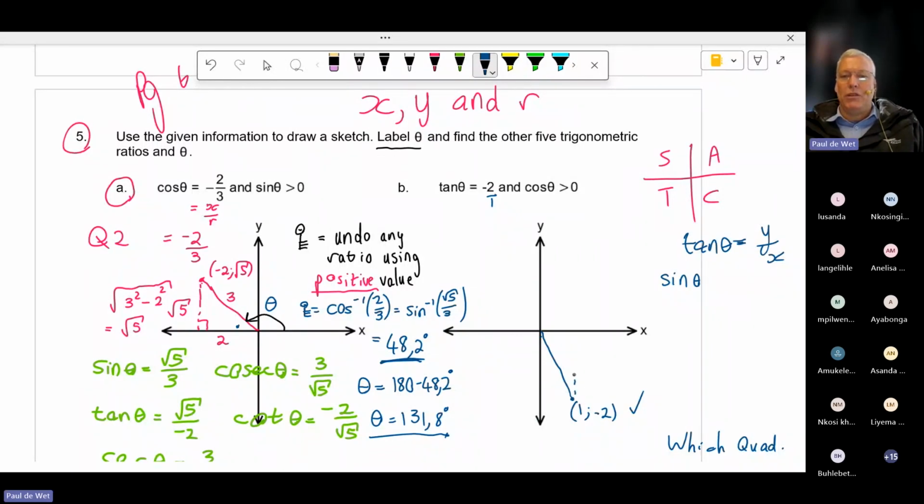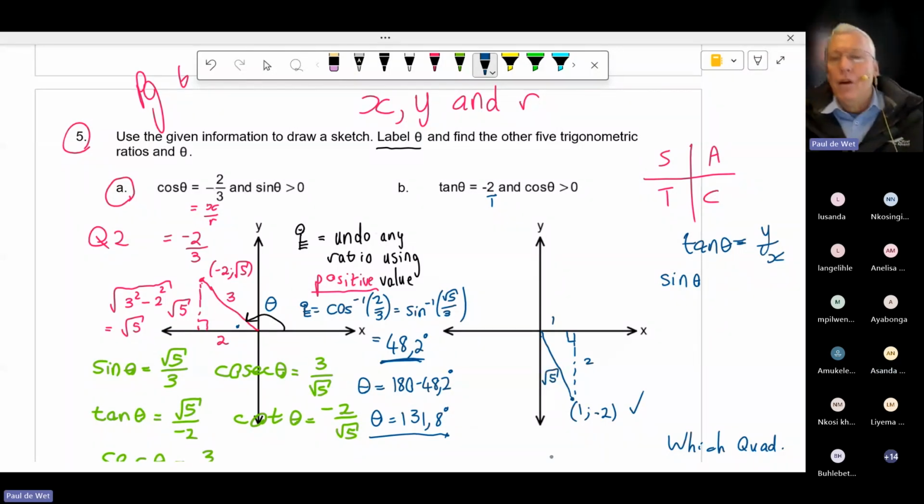I'm going to suggest that we use Pythagoras again. This is 2, this is 1. What is r? No, r is not 2. This is a right angle triangle. This is 1, this is 2. Pythagoras. It's the square root of 5. 2 squared is 4 plus 1 squared, 1. 5. Yes, it's the square root of 5.